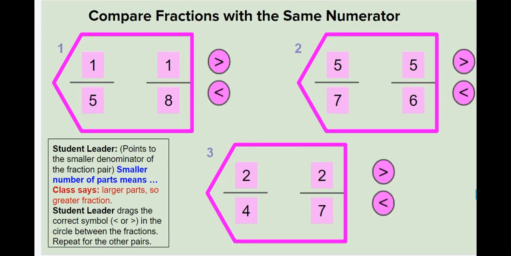Class, let's keep going. Are the numerators the same? Yes. 1/5 compared to 1/8. 5 is the smaller denominator, which means the class would respond, the smaller the denominator, the larger the piece, which means the greater the fraction. What's the comparison? 1/5 is greater than 1/8. Why? Because fifths are greater than eighths.